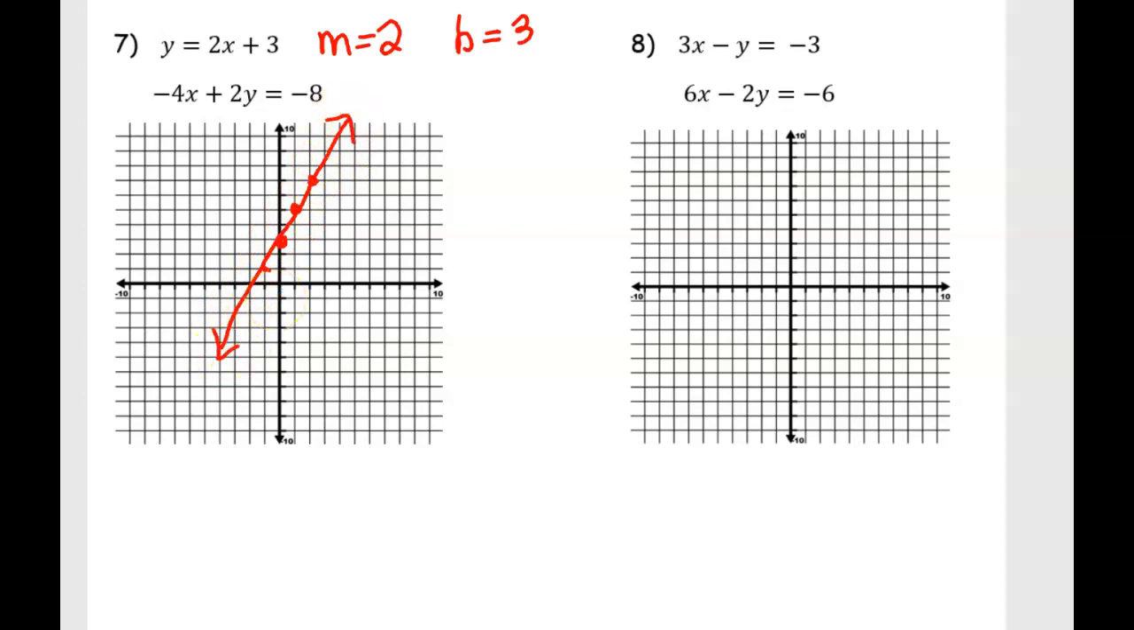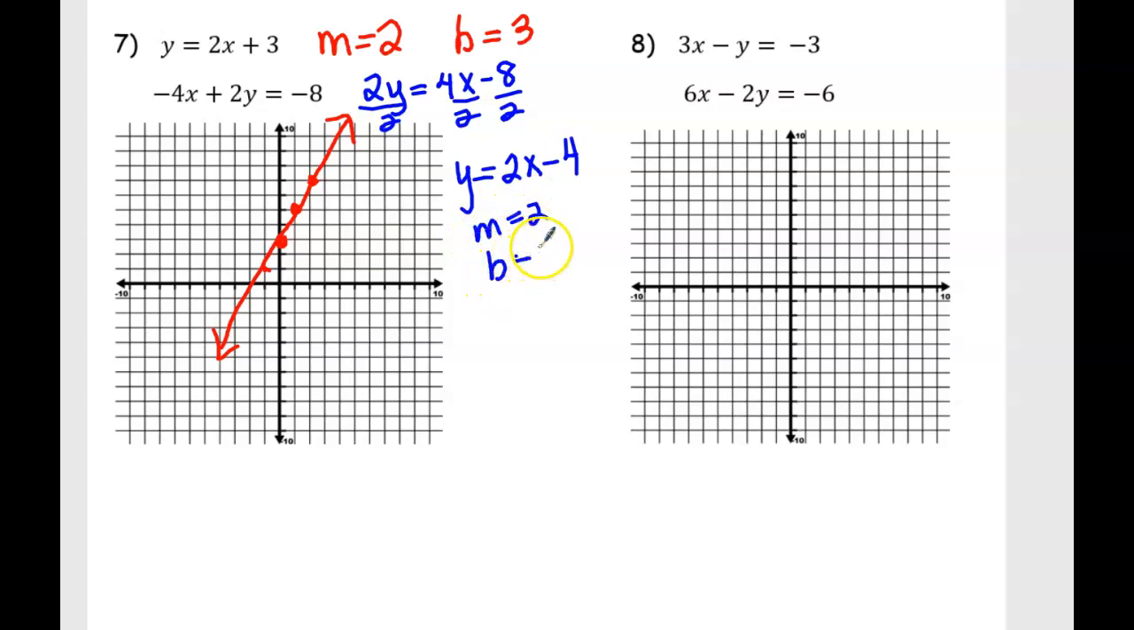Now the second line, I'm going to bring the 4x to the other side, so 2y equals 4x minus 8. Then I divide by 2, and I end up with y is equal to 2x minus 4. So when I have my 2x minus 4, I start at my y-intercept. My slope is 2, and my y-intercept is negative 4. So I'm going to go down here, 1, 2, 3, 4, and then my slope is 2.